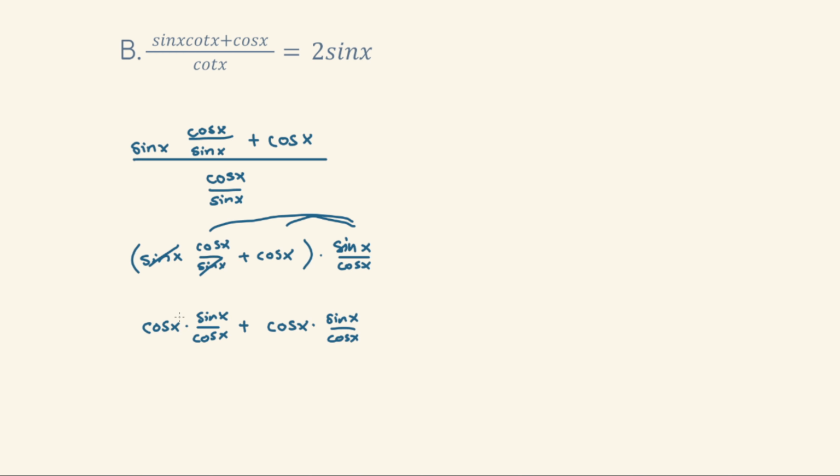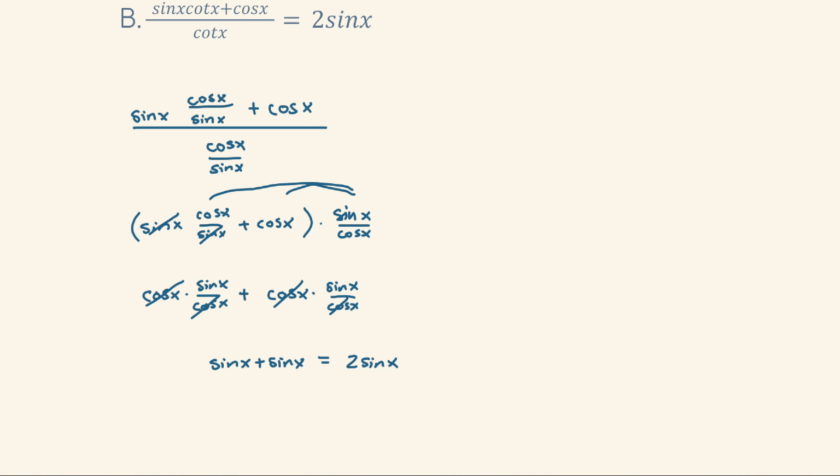And now notice the coses cancel out here, and here the coses cancel out. So we're just left with sine x plus sine x, which is just 2 sine x. And that's what we had to prove on the right side, right? Okay, great.